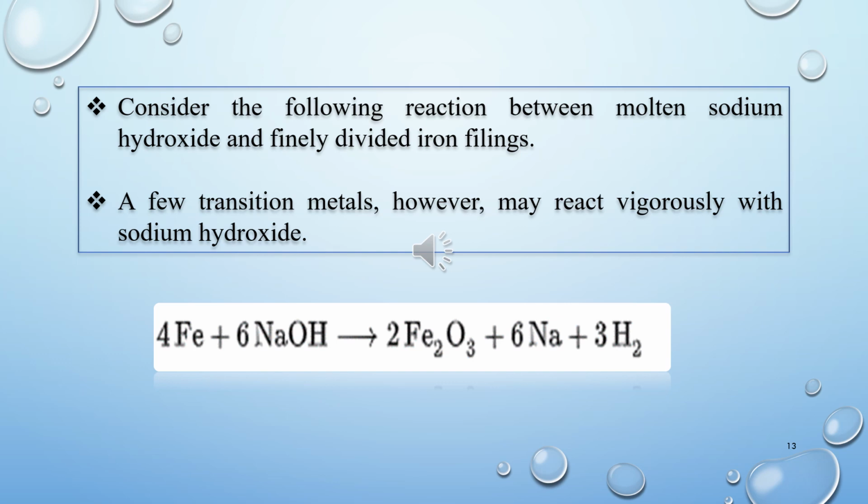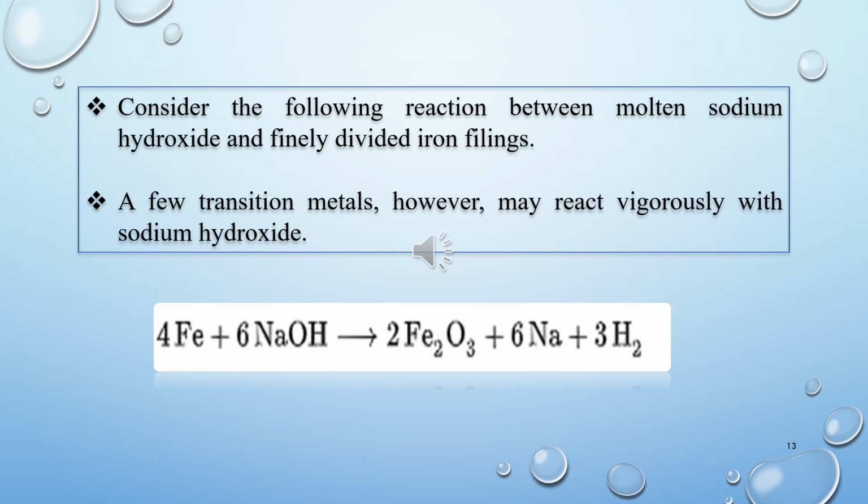As we have said, sodium hydroxide will not react with iron because iron is not amphoteric. So, at room temperature, it will not react with sodium hydroxide. It will react with sodium hydroxide at a temperature of more than 500 degrees centigrade. Now, what will happen to it? Consider the following reaction between molten sodium hydroxide and finely divided iron filings. A few transition metals, however, may react vigorously with sodium hydroxide.